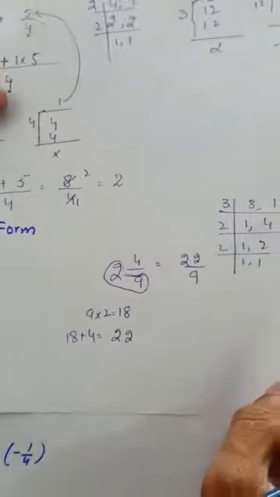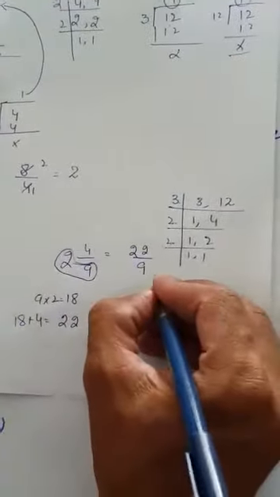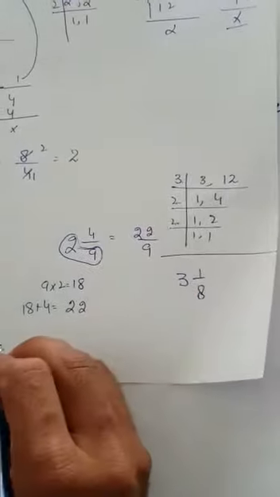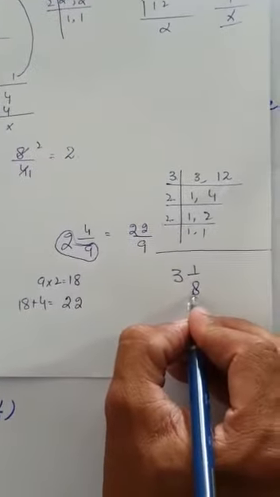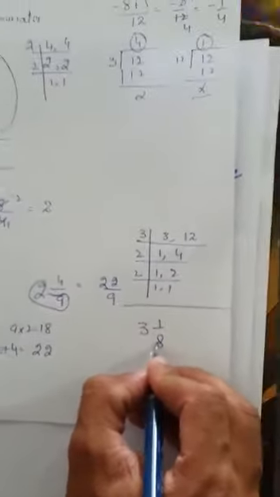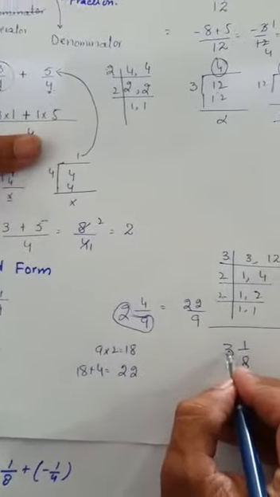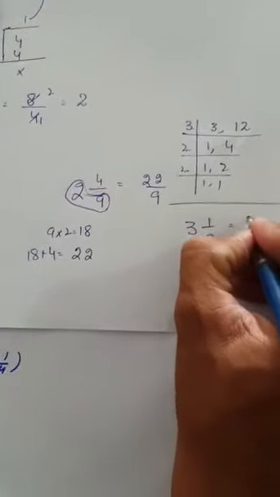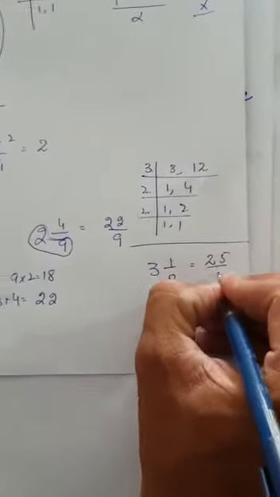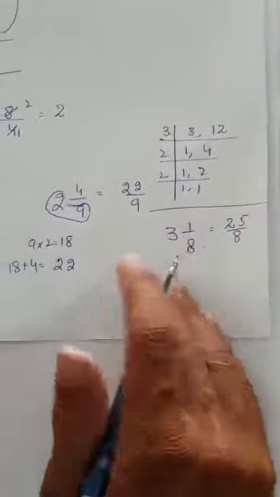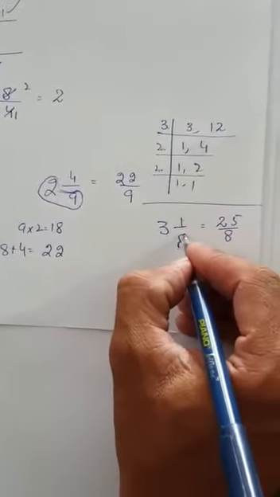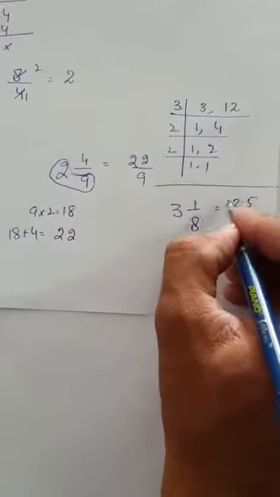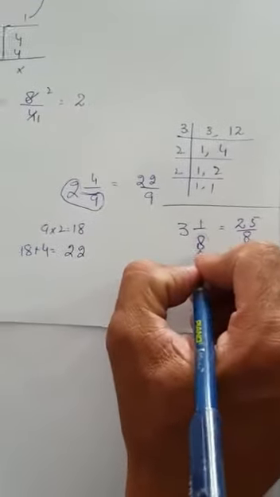So for the sake of practice, suppose we are given one more fraction, that is 3 and 1 over 8. Okay, first of all, we multiply this 8 by this 3. 8 ones are 8, 8 twos are 16, and 8 threes are 24. 24 plus 1, 25. That means it is equal to 25 over 8. One thing that you must remember is that the denominator does not change. Only the numerator changes. Denominator always remains the same.